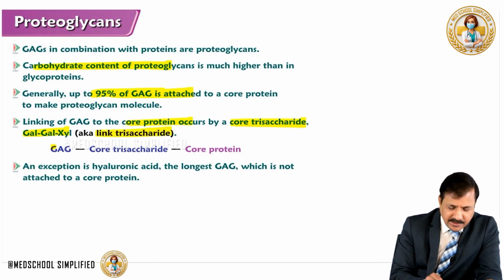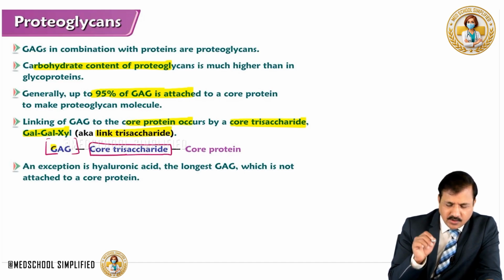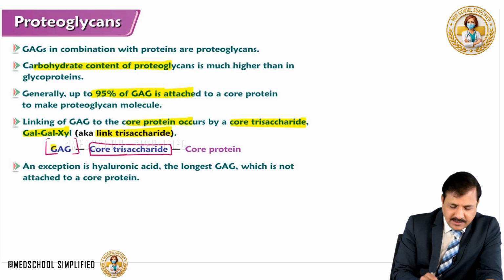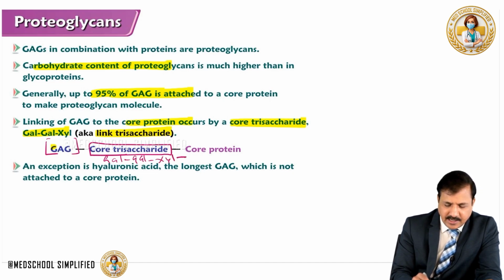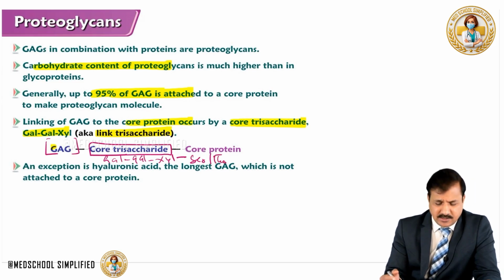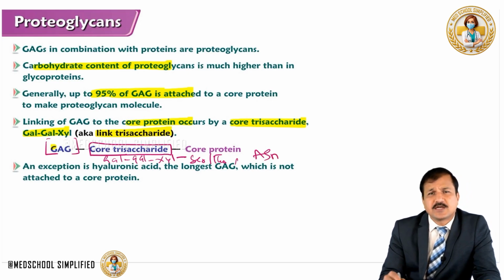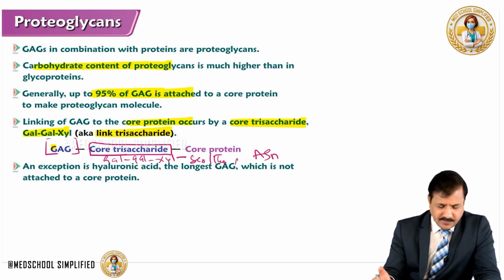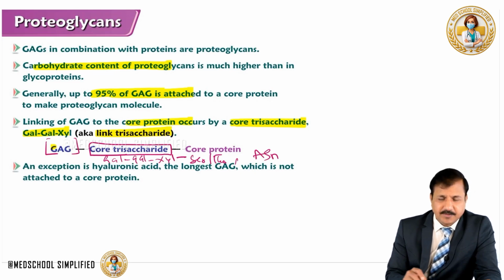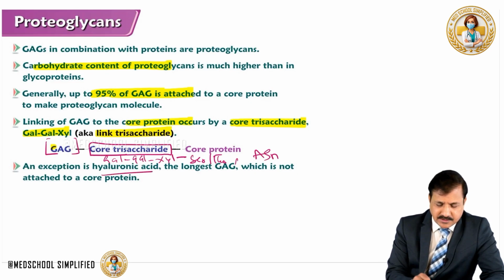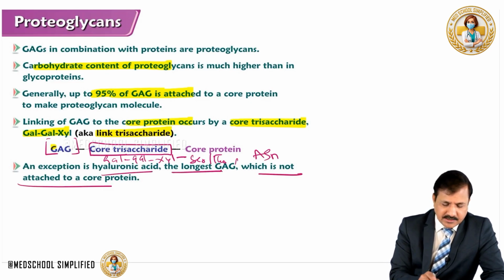So here the glycosaminoglycan is attached with the core link trisaccharide, that is it has galactose and xylose, and the xylose is the one that interacts with either serine or threonine in O-linked glycosaminoglycans to a core protein, or it can be the amide nitrogen of asparagine in N-linked glycosaminoglycans. An example for that we have seen is keratan sulfate 1. An exception here to all this type of linkage is hyaluronic acid, which is the longest glycosaminoglycan, and it is not attached to a core protein.